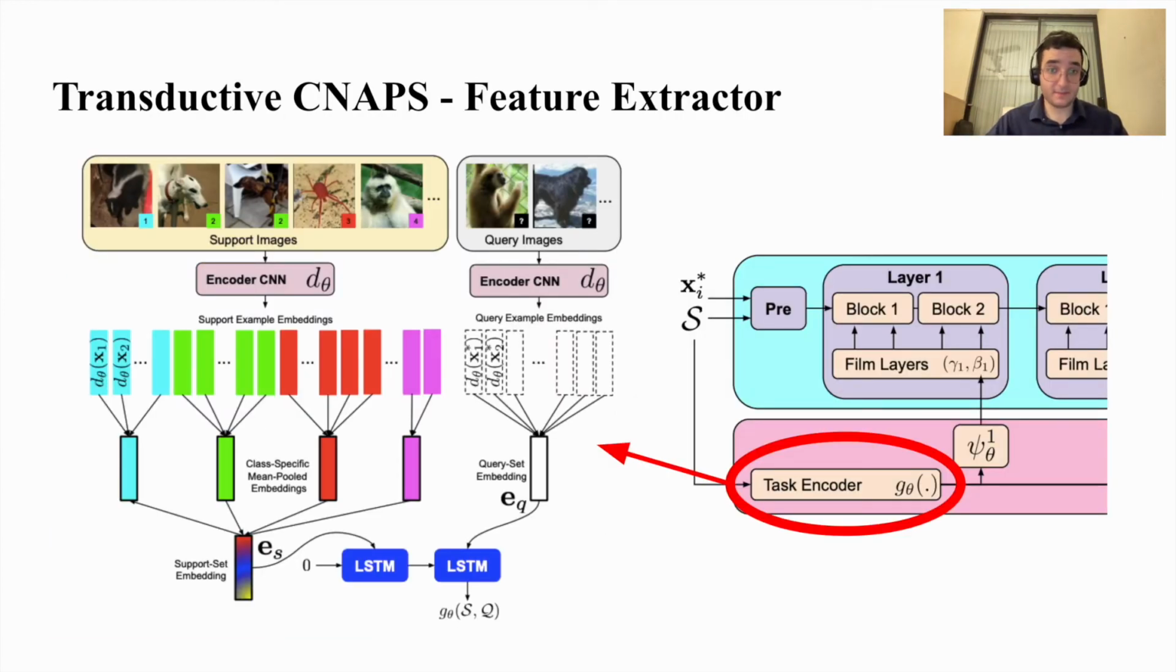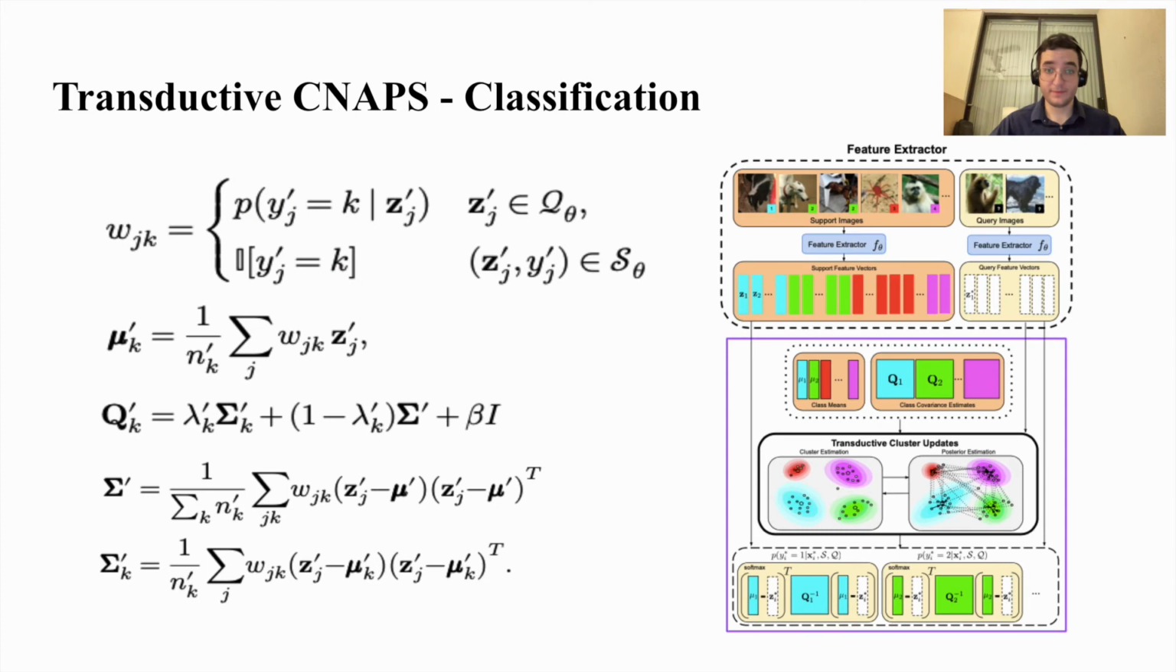In transductive CNAPS, we expand simple CNAPS through two major modifications. First, on the feature extractor, we update the task encoder to leverage both the support examples, those are the labeled examples, and the query unlabeled examples in a transductive manner. So we have this hierarchical mean pooling step followed by a two-step LSTM that produces the final task embedding. At the classification step, we furthermore, at test time only, expand on simple CNAPS by using soft labels on the query images to further refine cluster parameters.